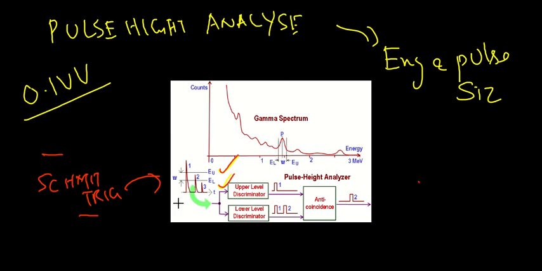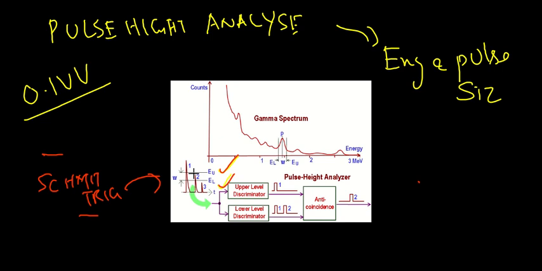Here you see a very high pulse, and suppose we want to pass only the second one. Your upper level discriminator will eliminate all the pulses above the higher level threshold. Your lower level discriminator will remove all the lower pulses, which are very small. We want only the pulses in the middle, between the upper and lower limits.